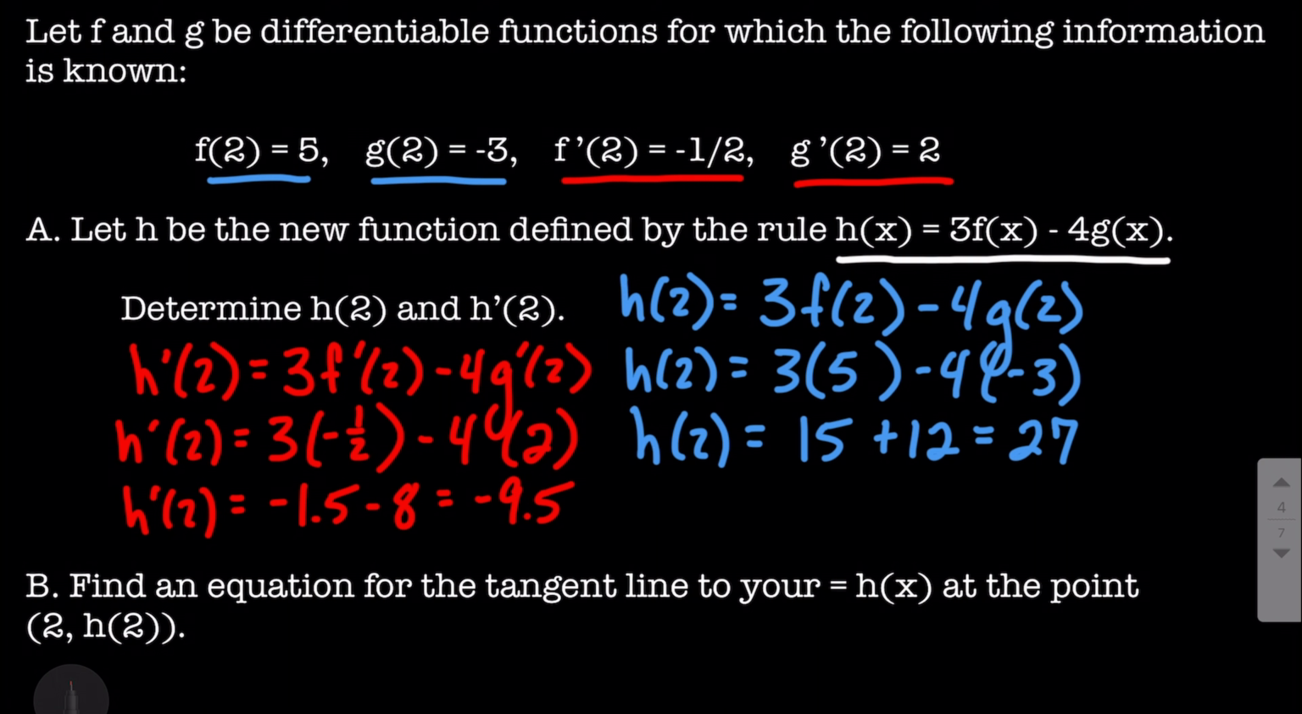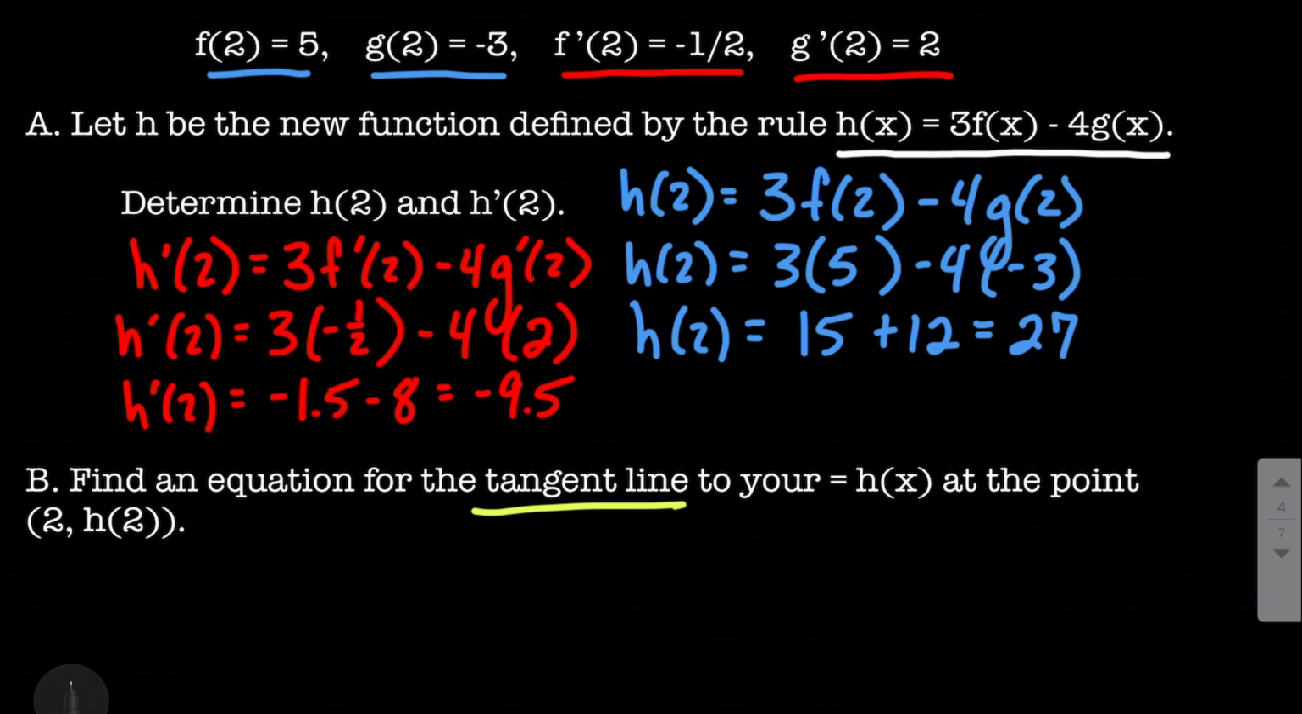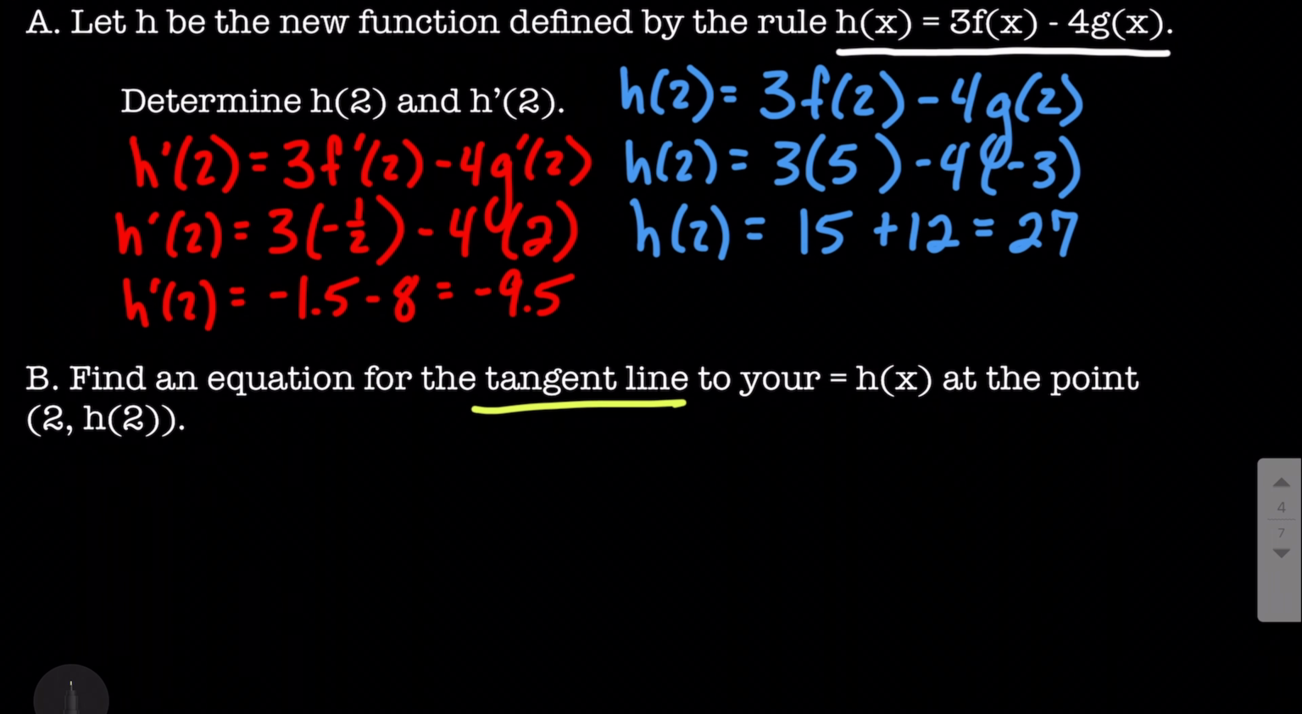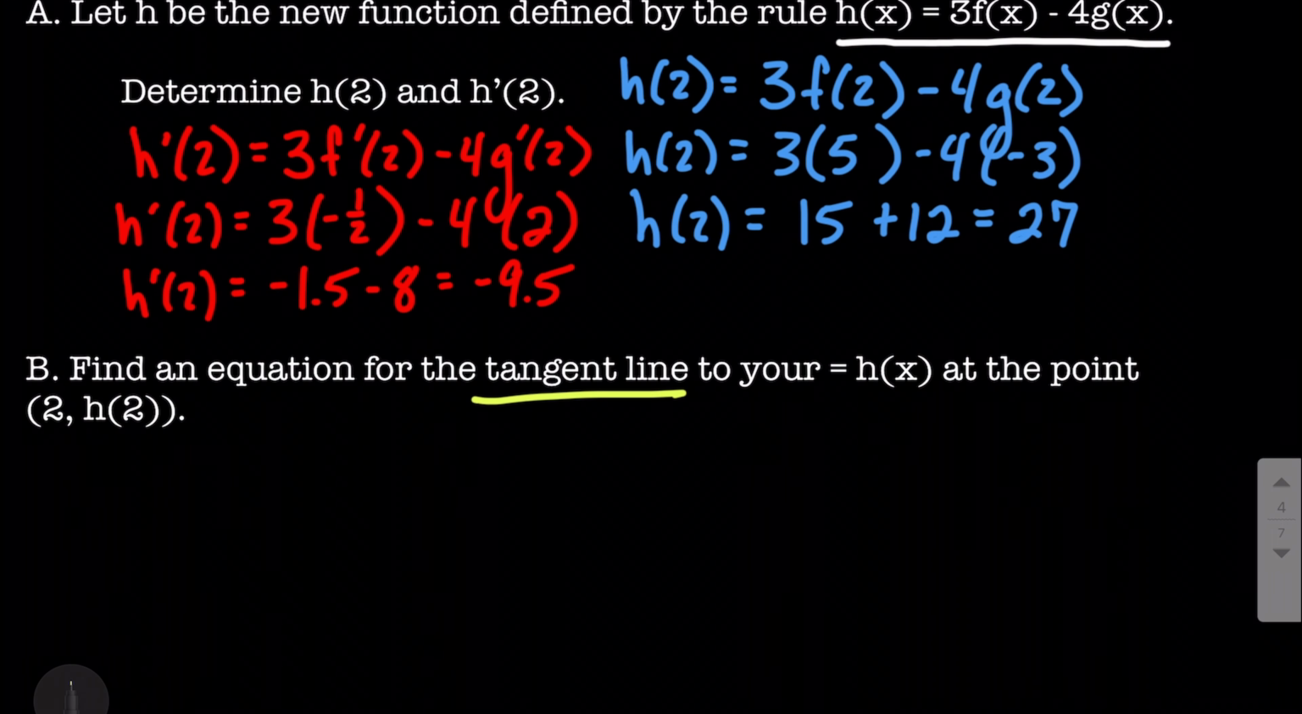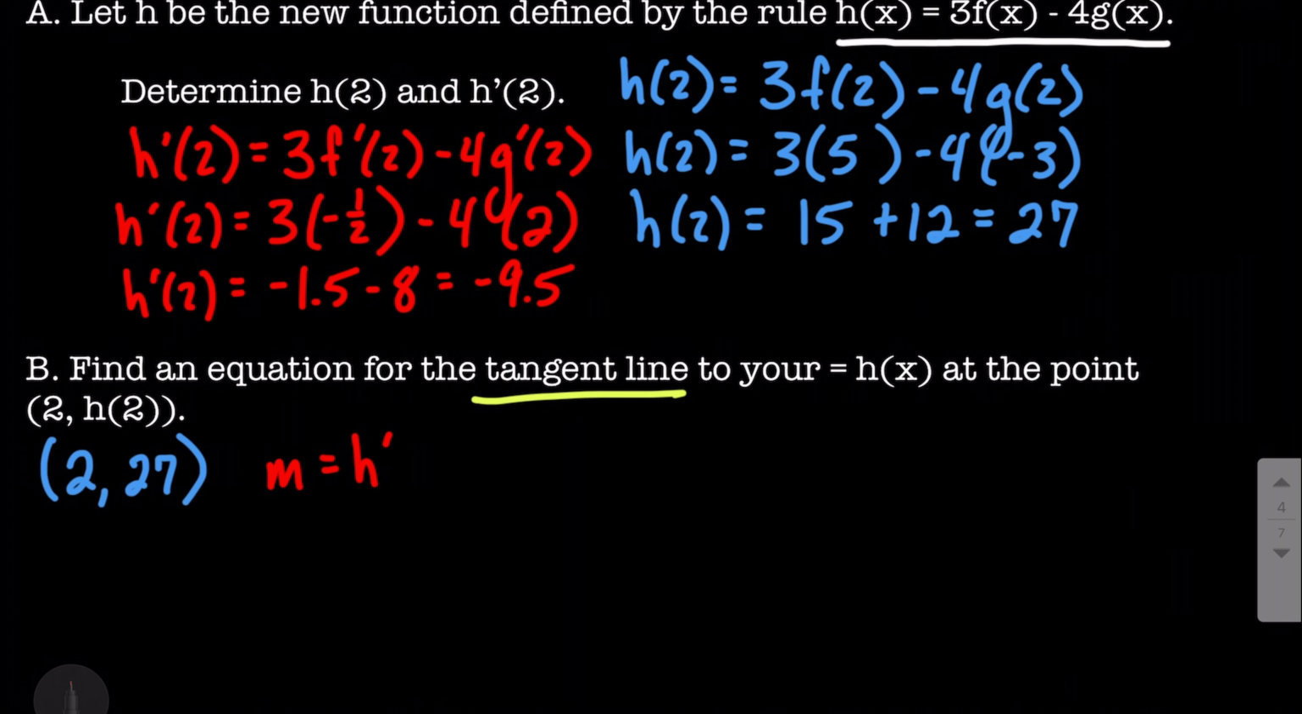In part B, we're asked about this tangent line to our curve h of x at this point 2 comma h of 2. So to get that, what we're going to do is use that information we found in part A. Basically, we already found what h of 2 was. So we have this ordered pair 2 comma 27. That corresponds with that h of 2 we already figured out. And then we also need the slope of our line. Well, the slope of our line is going to correspond with the derivative of our function at that value of 2, so in our case, negative 9.5.